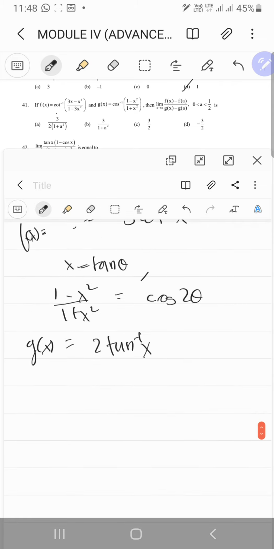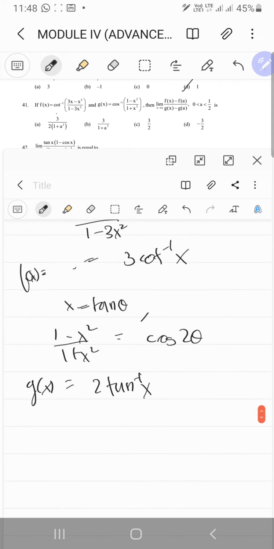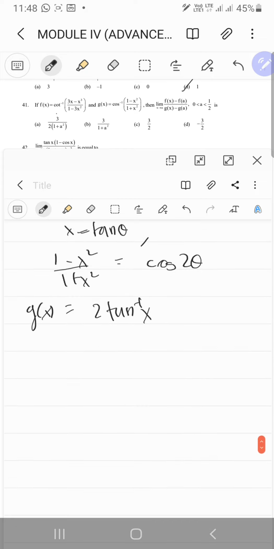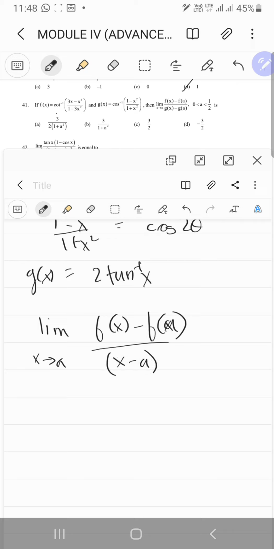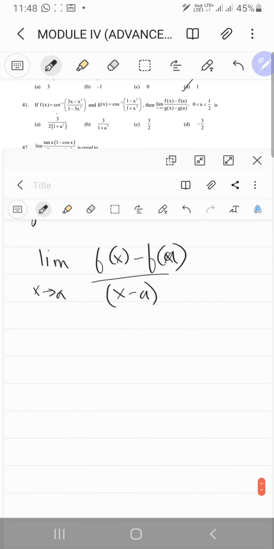So now we know what g of x and f of x are, and we need to find limit as x approaches a of f of x minus f of a upon g of x minus g of a. Now this looks a lot like a derivative. For a derivative it was limit as x approaches a of f of x minus f of a upon x minus a. That was what a derivative would be generally. I guess we can do it like this.